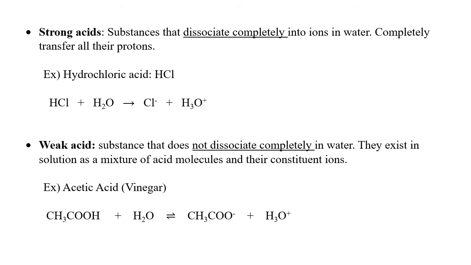So strong acids, you should know, are substances that dissociate completely into ions in water. They transfer all of their protons. We have 100% ionization. Weak acids, on the other hand, do not dissociate completely in water. They exist primarily in the unionized molecular form, but we have a double arrow, which means that an equilibrium exists. Both the forward and reverse reactions are occurring. This is incomplete ionization.